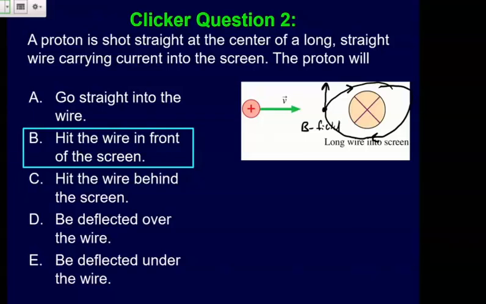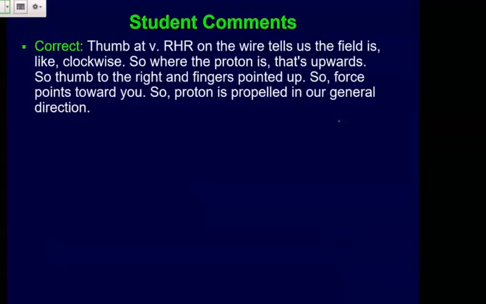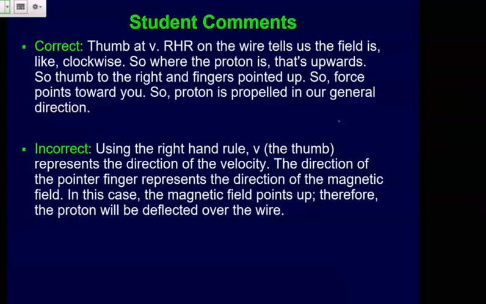So if you look at your answers from last night, the correct answer was sort of what we were saying there. So the thumb at the velocity, the right-hand rule, and the wire tells us the field is clockwise, so it's upwards where the proton is. And then they did the right-hand rule to find the force. And then I think the most popular incorrect was saying, okay, so they got the same thing. They figured the direction of the magnetic field. And so then they said, therefore, the proton will be deflected up. And so it's just that second part. It doesn't work like an electric field. The magnetic field force is more complex with this right-hand rule. Okay, questions on that, anybody? I think it's a pretty tricky one.